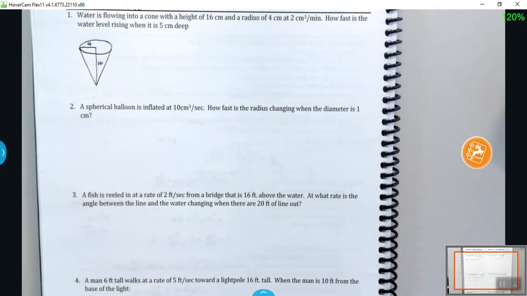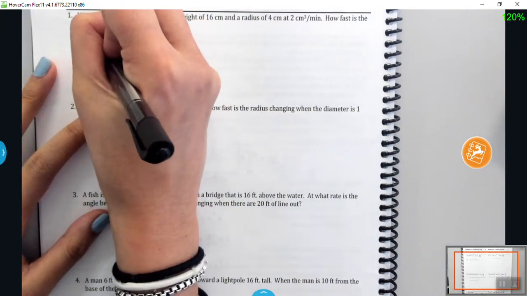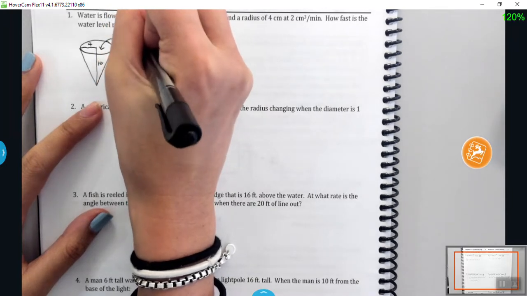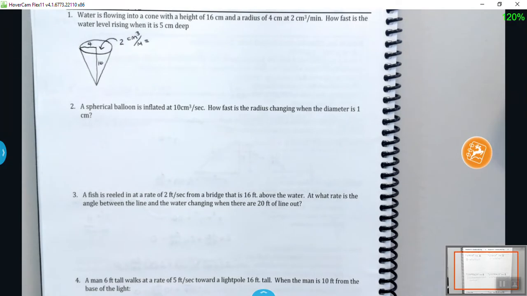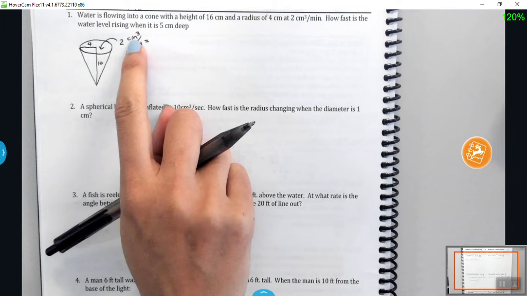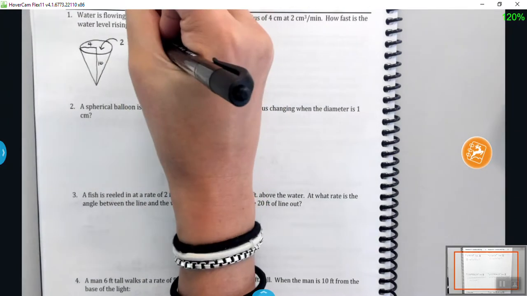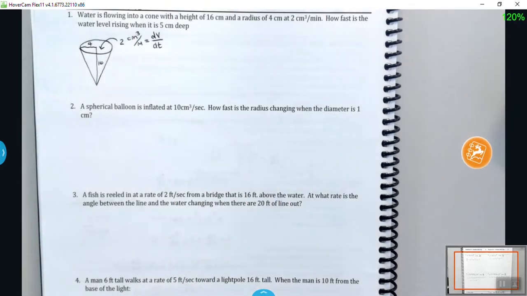Water's flowing in at 2 centimeters cubed per minute. So it's going in at 2 centimeters cubed per minute. What is that? Use your units. Centimeters cubed is volume. Minutes is the rate of time. So it's dV/dt, because that's volume. Okay. How fast is the water level rising?